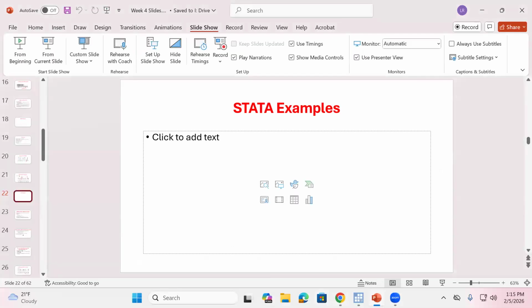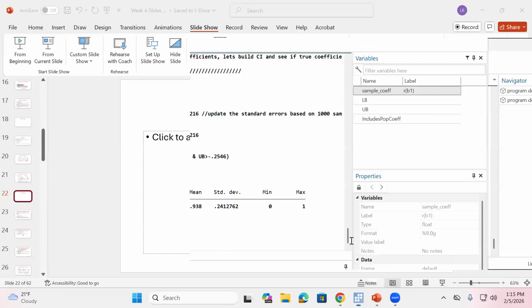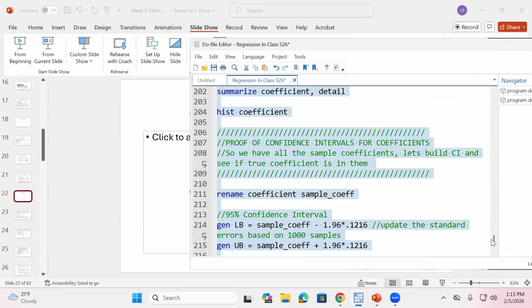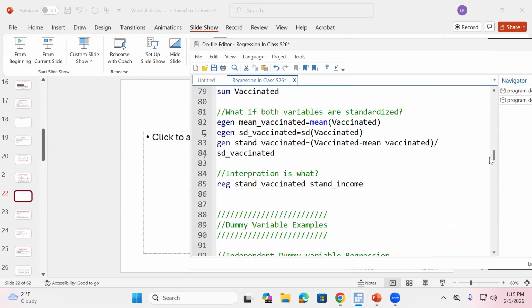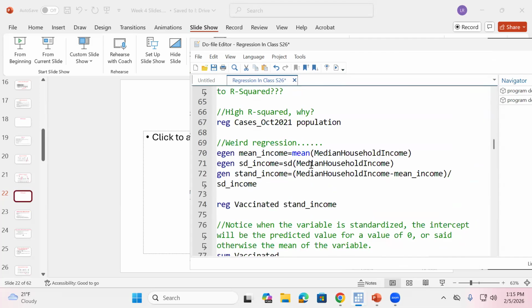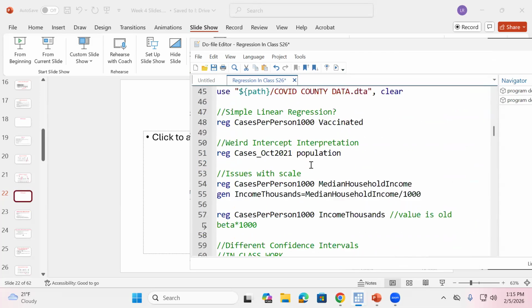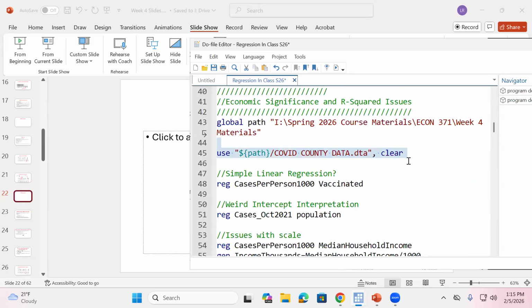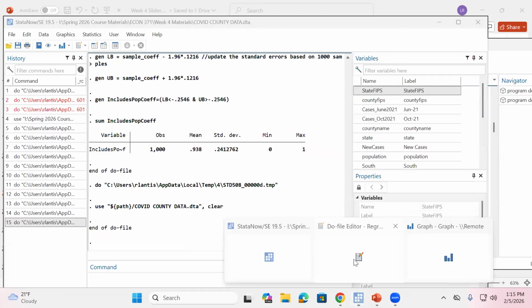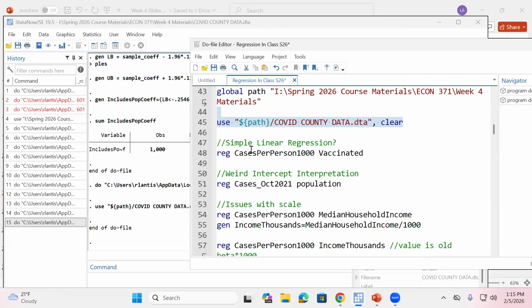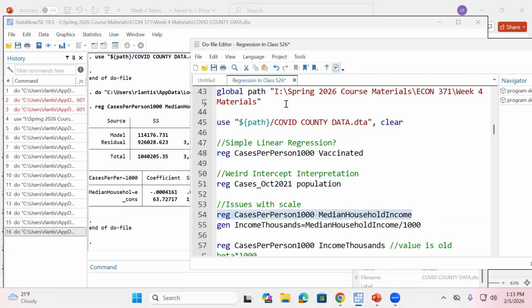So let's go back to Stata and think about some other things that we could do. All right, so I'm going to scroll back up here. Oh, a little bit too high there. So I'm going to go back and open up that COVID county data again. Okay. I'm going to run that very simple linear regression, or actually, let's go down here. Let's do this one. Okay.